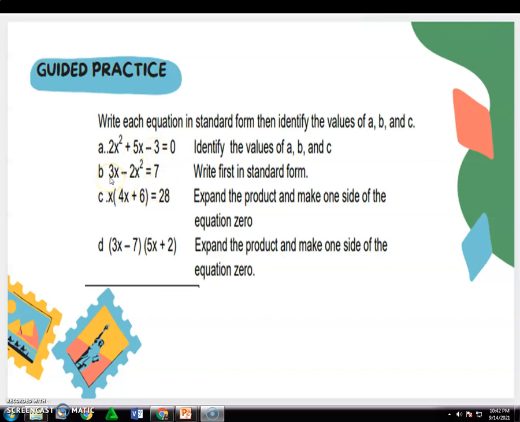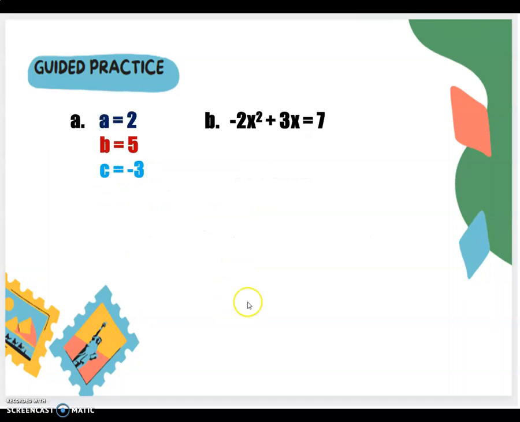And then, for example, letter B, C, and D, explain ko ulit. So, para mas maintindihan ninyo. Next slide. Kasi ang B po ay hindi pa siya naka-standard. So, mapapansin ninyo, nasa gitna siya. So, ililipat po natin sa unahan. So, ang mangyayari dyan, it will become negative 2x squared plus 3x equals 7.